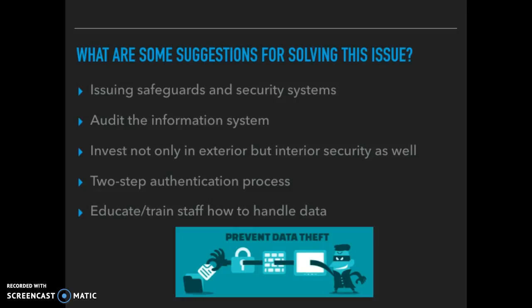And lastly, I suggest that the IT management staff educate and train their staff on how to handle data so that sensitive information is not exposed accidentally.